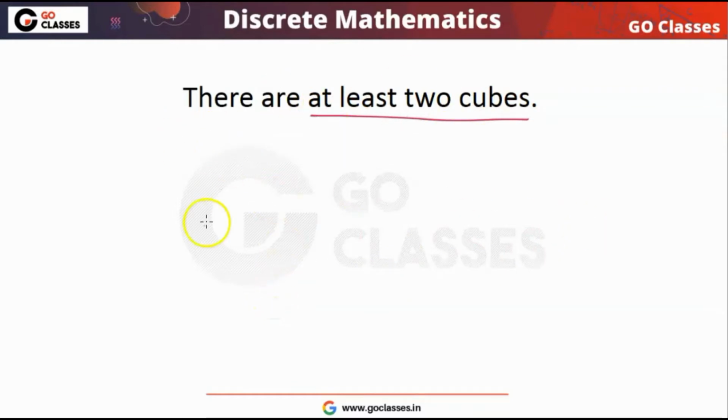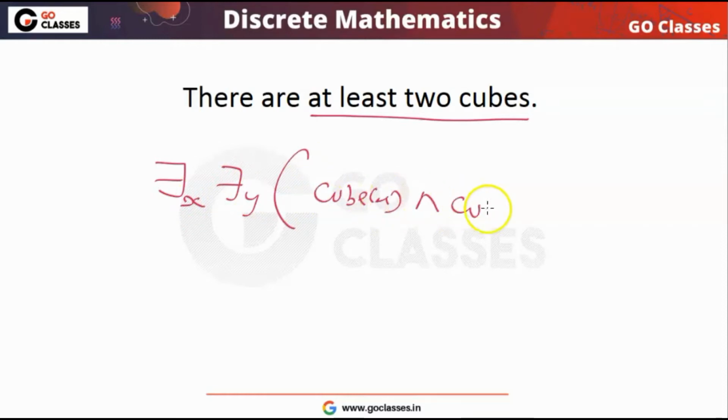Now how can we convert this into mathematical logic? How can we convert this English statement into first order logic? There are at least two cubes. The first thing that will come to your mind is like this: there exists x, there exists y, such that x is a cube and y is a cube. This is the first thing that will come to our mind. Correct? But is it correct?